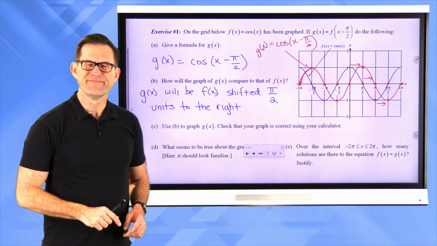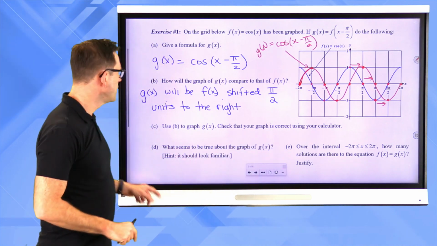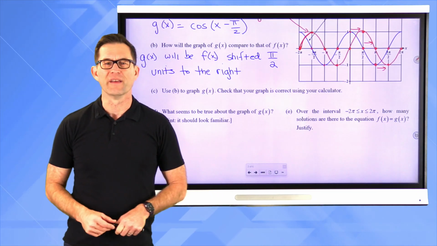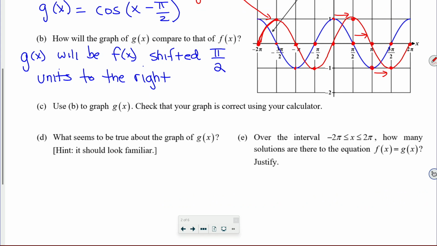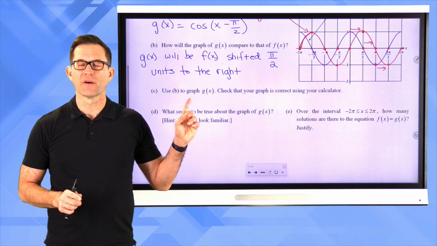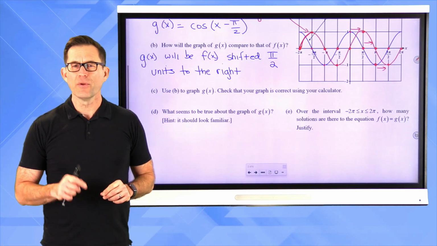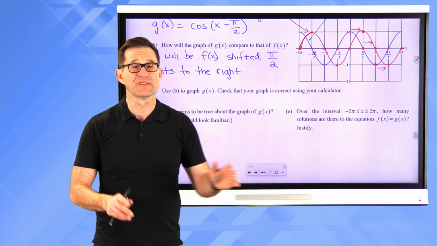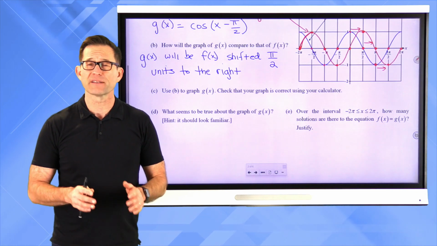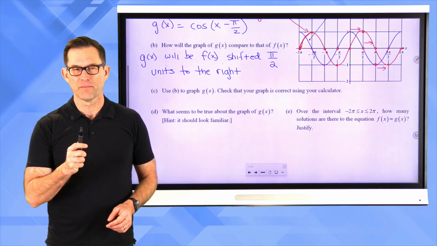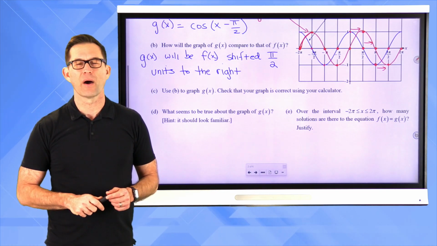Awesome. Now, I'm kind of hoping that when you see that curve, something strikes you as being a little familiar. Let's take a look at letter D. What seems to be true about the graph of g of x? Hint, it should look familiar. Well, we didn't actually finish off C because we didn't check this on our graphing calculator, and we'll do that in a moment. But let's answer letter D. When you look at the red graph, which is definitely y equals cosine of x minus pi over 2, it should look awfully familiar. We actually have another name for it. Pause the video now and see if you can think about what I'm getting at here.